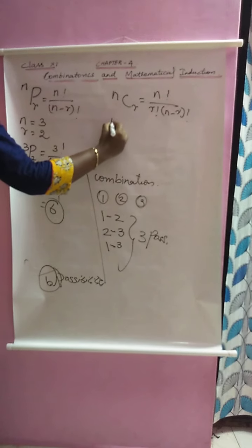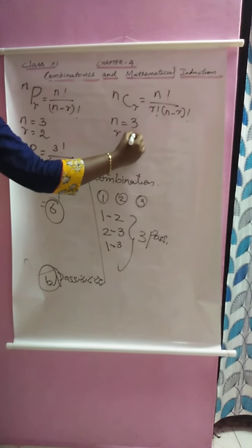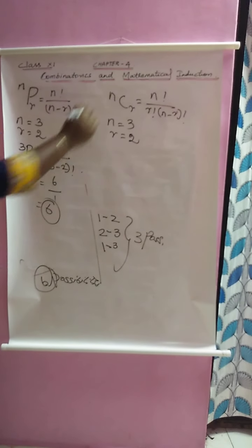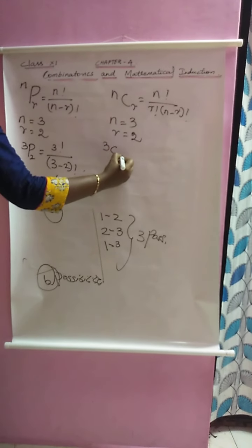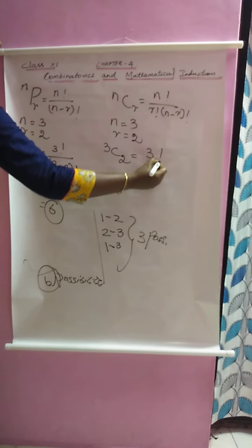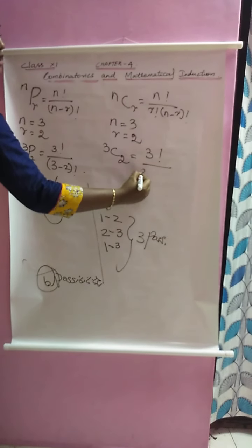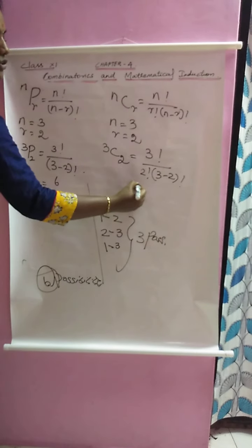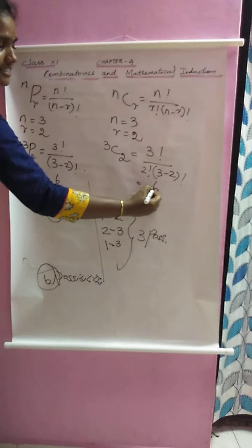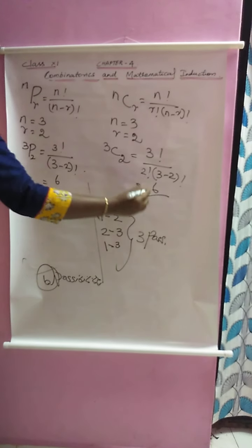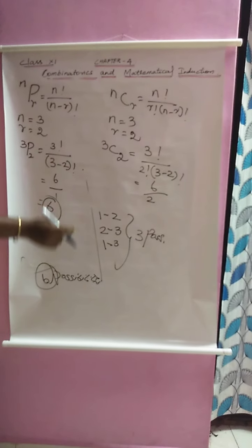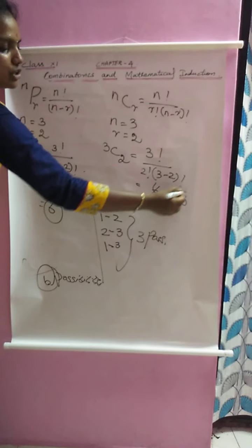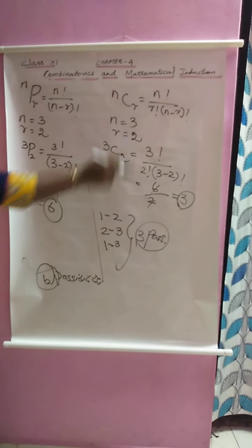Similarly, in combination, n is 3 and r is 2. So nCr is 3C2. That is 3 factorial by r factorial, which is 2 factorial, into n minus r factorial, 3 minus 2 factorial. You know 3 factorial is 6 and 2 factorial is 2 into 1, that is 2, and 3 minus 2 is 1, and 1 factorial is 1. So 6 by 2 is 3. So you have 3 possibilities in combination.